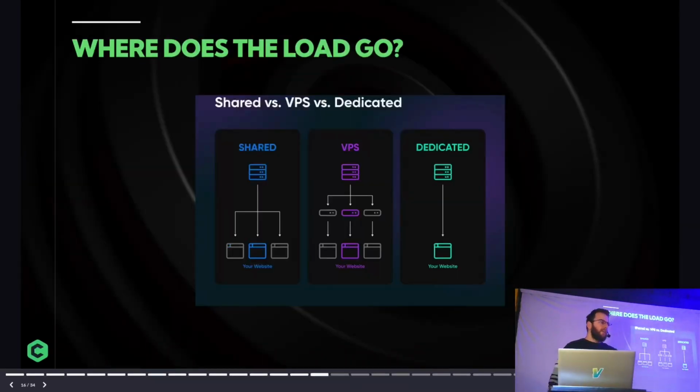So let me ask you something. Where does the load go? What I mean by that is, say you host your application on any one of these options, right? And you get an influx of a certain amount of users. What gets loaded in this case? What needs to take care of that traffic?